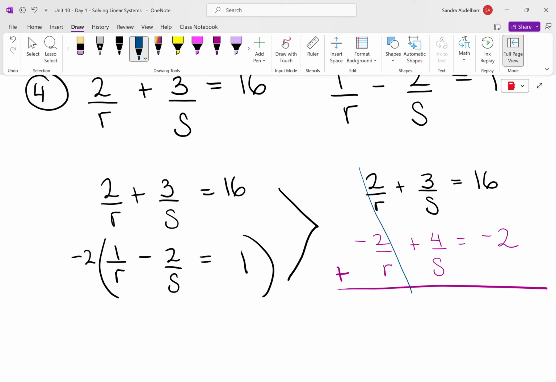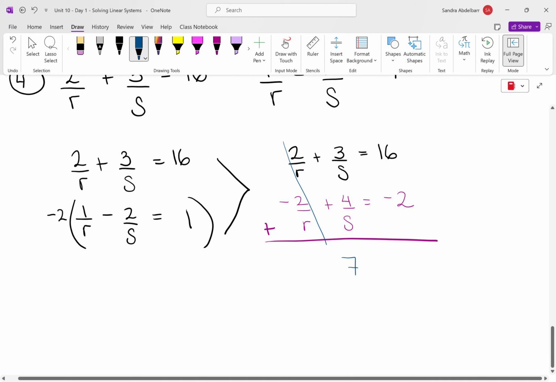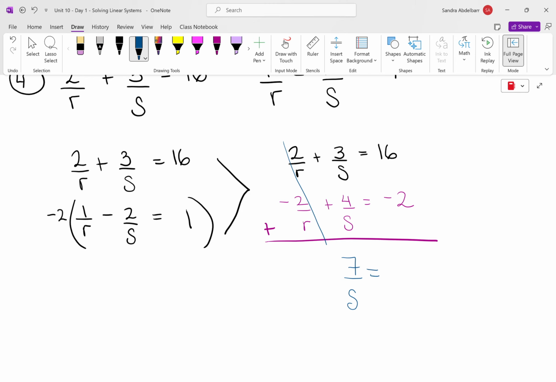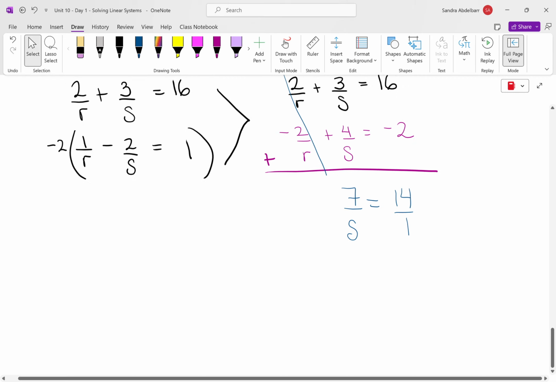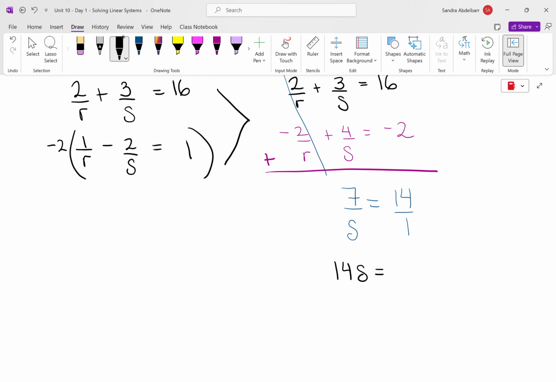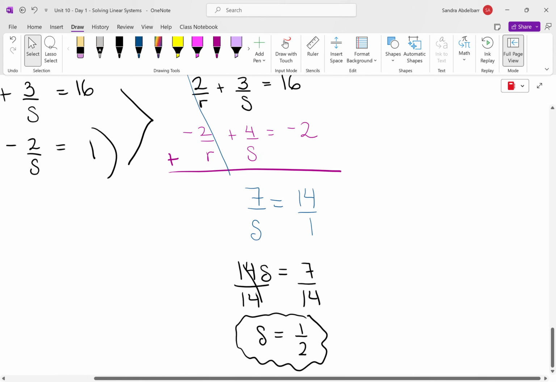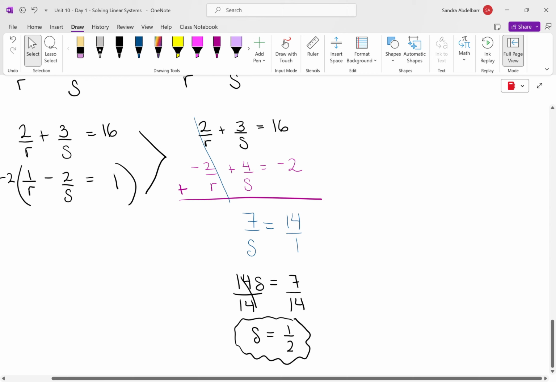Now what we want to do is we want to add these 2 equations. When I add these 2 equations, the 2 over R and the negative 2 over R cancel. What's 3 over S plus 4 over S? 7 over S equals 16 minus 2, which is 14. We still need to solve for S, but we know how to solve this. What I'm going to do is treat this like a proportion. I'm going to cross multiply, and I'm going to get 14S is equal to 7. Divide by 14 on both sides, and I get S is equal to a half. I'm not done. What do I have to do now? Sub back in to find R.